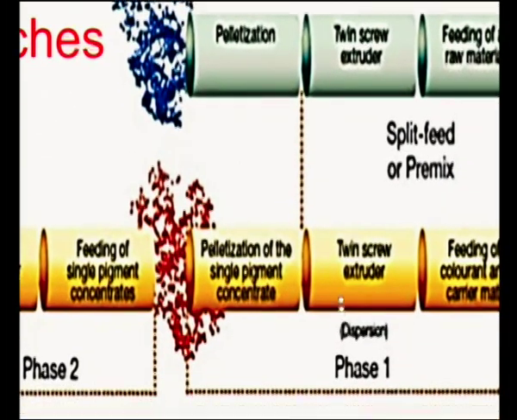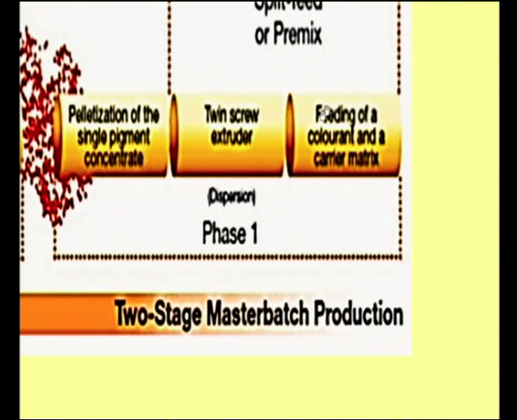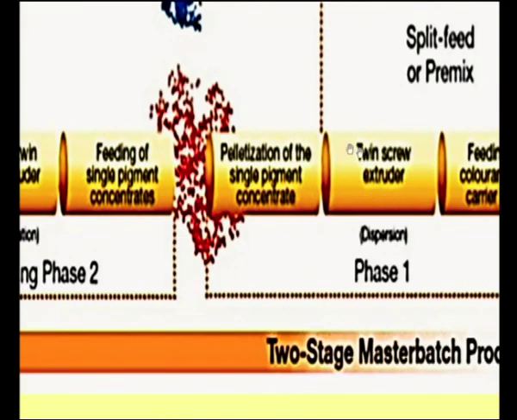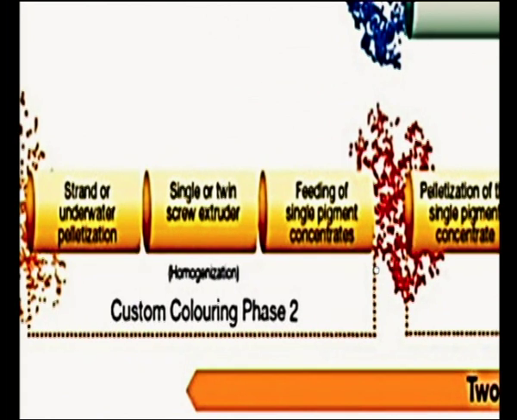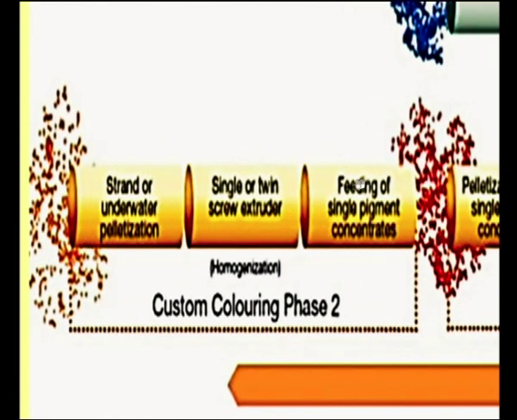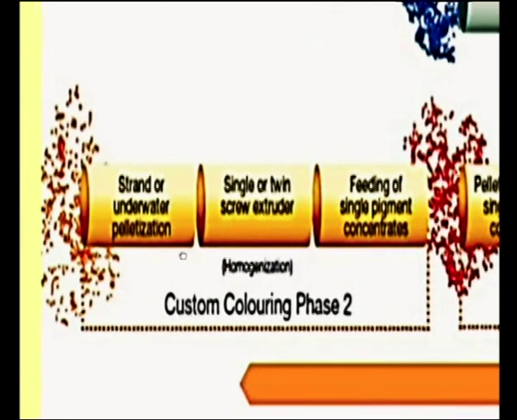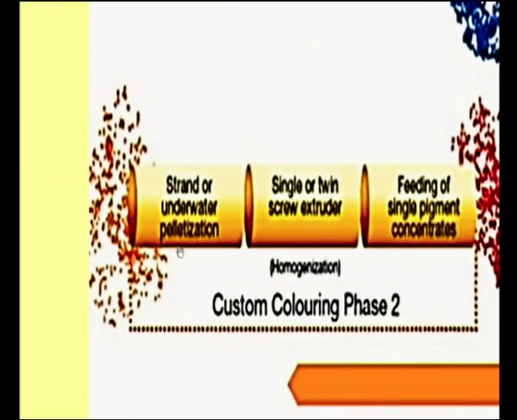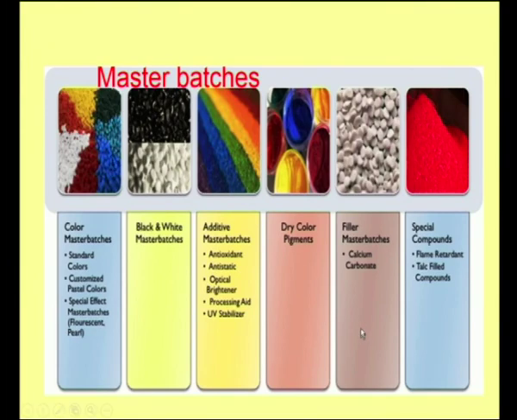In a two-stage process, the first phase is the same, that is feeding of a colorant and a carrier, which is a polymeric material, followed by a twin screw extruder to prepare the master batch in the pellet form. Now you have pelletization of the single pigment concentrate. Now this will be fed into another stage where you have feeding. Now this will act as a feed. Now you have a single or a twin screw extruder, followed by which you can have strands, or you can have pellets. So this is a typical master batch that is available.